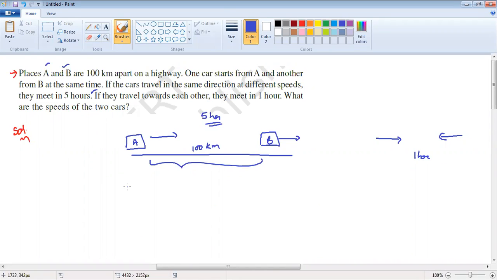Okay, don't think so. What is the speed concept? Distance by time. So let the speed of car one be x kilometers per hour. This is x kilometers per hour. So what is the speed of this one? We'll take it as 5 kilometers per hour. Is it okay? Yes, sir. Now in this case, when they are moving in the same direction, in physics there is a word called relative speed.